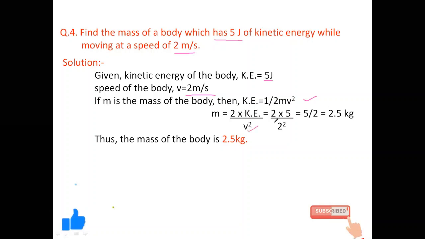Again putting these values, 2 into 5, that is the value of kinetic energy, divided by v square. 2 meter per second was our velocity v, and if we square it, it will be 4. We will get 5/2, which is equal to 2.5 kg. Thus the mass of the body is 2.5 kg.